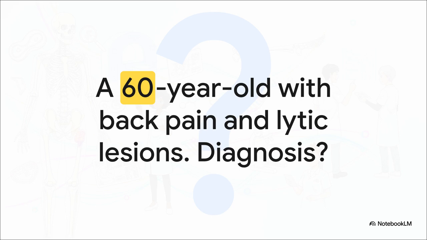Their x-ray shows these classic punched-out lytic lesions. Looking at the labs, we see normocytic anemia, a raised ESR, and hypercalcemia. So what's the most likely diagnosis here? Is it A, metastatic carcinoma, B, granulomatous disease, C, milk alkali syndrome, D, multiple myeloma, or E, hyperparathyroidism?